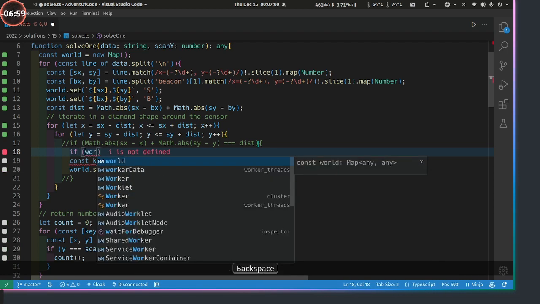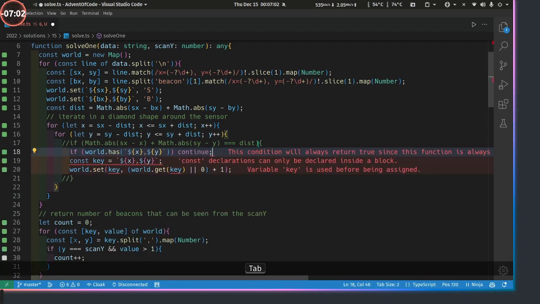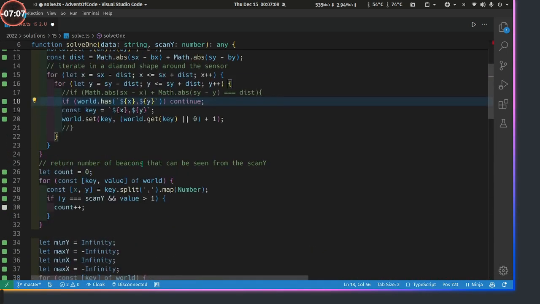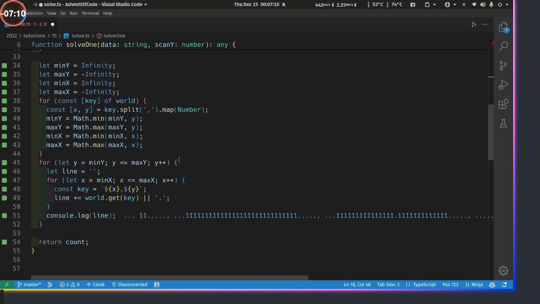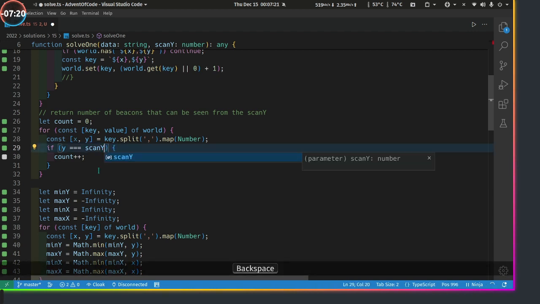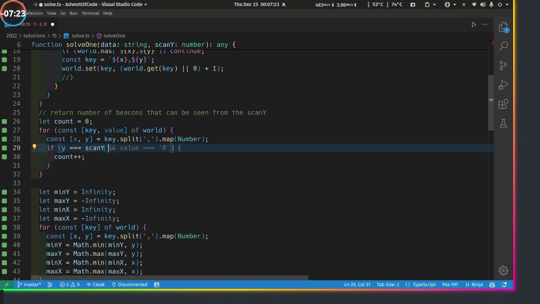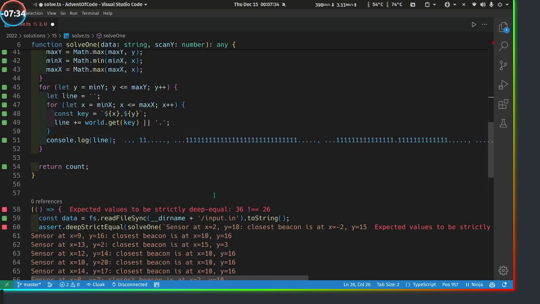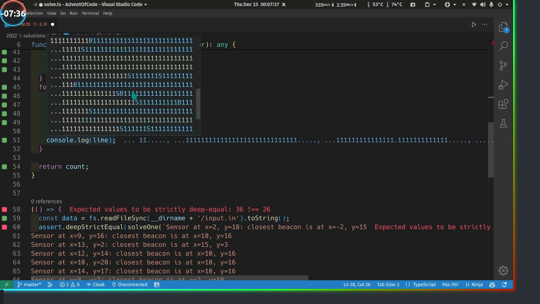If world has x and y, continue. Otherwise, fill her in. Okay, 0 is not 26, because again, we're looking for the wrong thing. Technically, we're counting. What are we counting again? X equals y equals scan y, and value. Just want all the ones where y equals scan y, and value, type of value. Value equals number. 36, not 26. Okay, let's look at great.